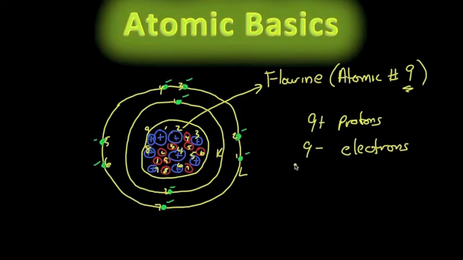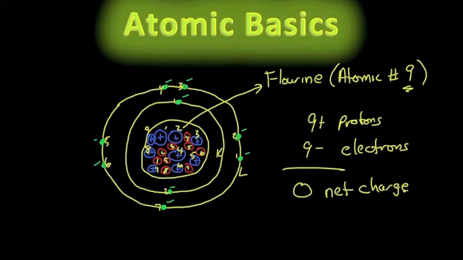When you count up the total charges, you'll find that the 9 negative electron charges cancel out the 9 positive protons. So you have a net charge of 0. So the overall charge of this atom is neutral. You have no net charge.